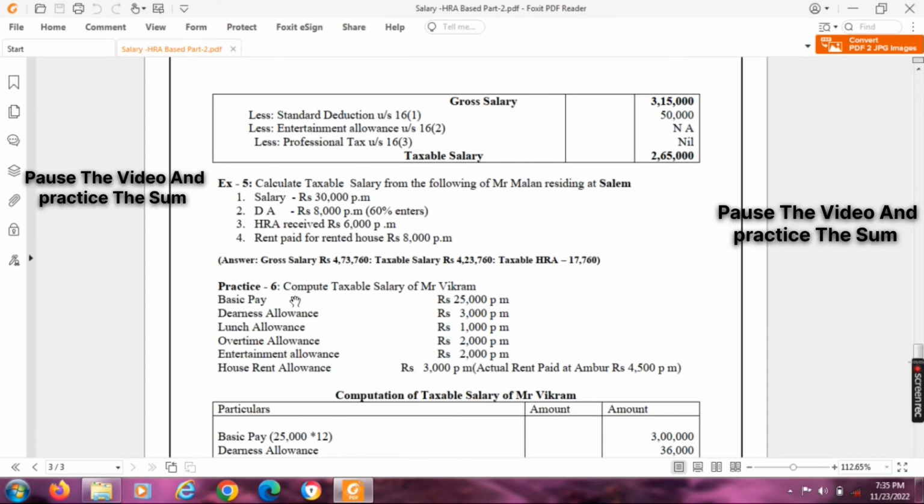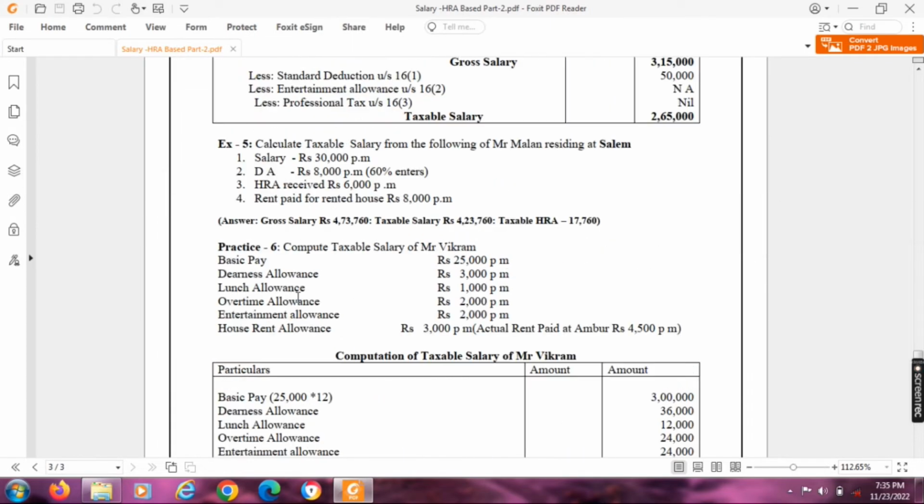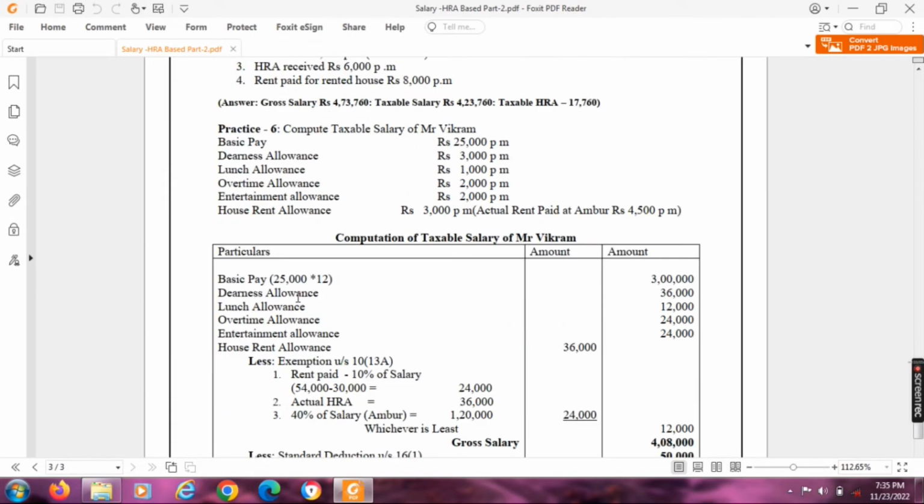Now practice 6. Compute taxable salary of Mr. Vikram. His basic pay 25,000, dearness allowance 3,000, only dearness allowance which is not entering into salary. Lunch allowance 1,000 per month, overtime allowance 2,000 per month, entertainment allowance 2,000 per month. House rent allowance 3,000 per month. Actual rent paid at Ambur, so it's a non-metro city. So compute the taxable salary of Mr. Vikram. Basic pay 3 lakh, dearness allowance 36,000, lunch allowance 12,000, overtime allowance 24,000. These allowances are fully taxable. Entertainment allowance also 24,000 taxable.